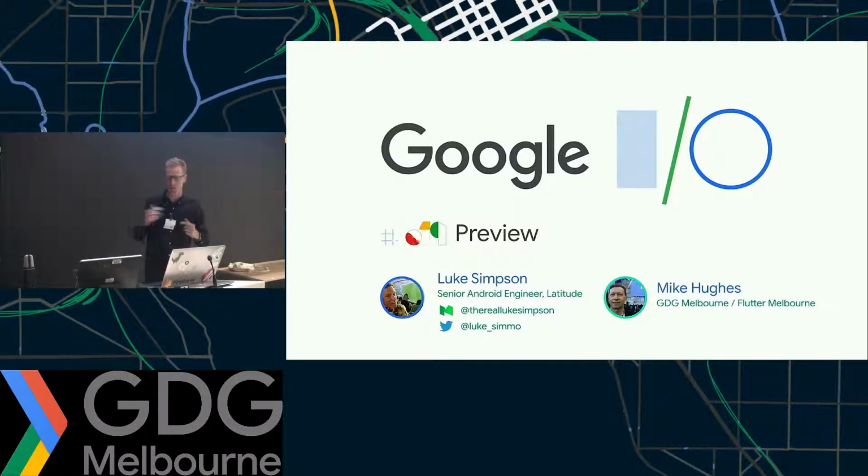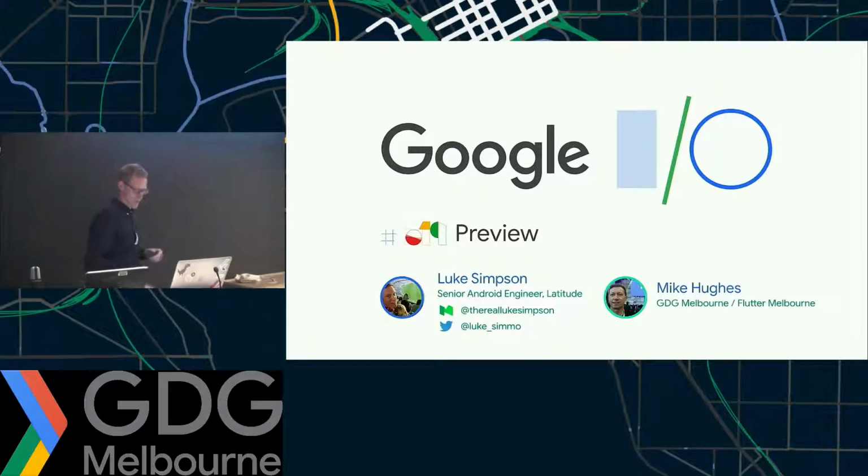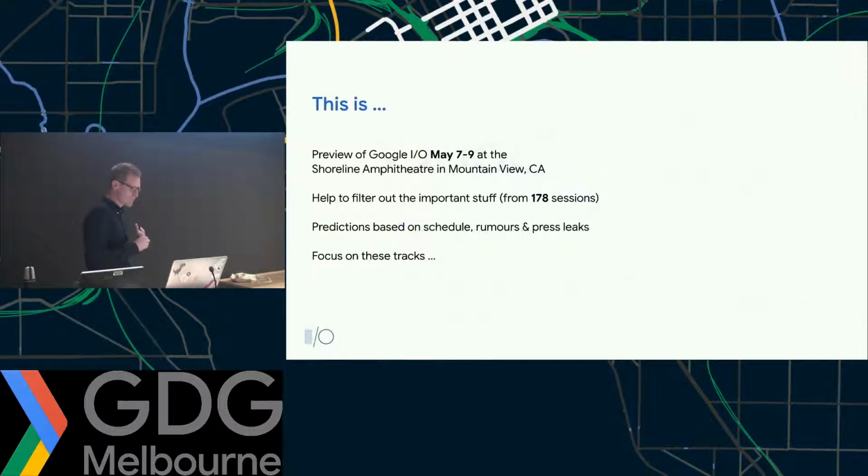So Mike and I will be talking about what's coming up in a couple of weeks at Google I/O. Tonight we're going to talk a little bit about what's on the schedule. We're going to try to help you filter out some of the important information. There's 178 sessions, so it's just complete information overload. We'll talk about some of the predictions that we think will come out of it, based on the schedule and some rumors and press leaks.